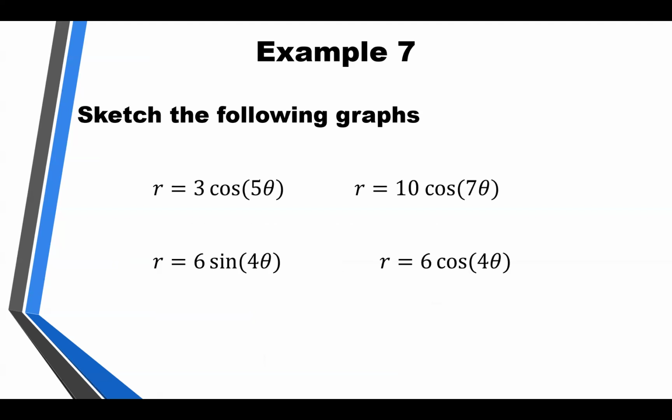Let's look at some other graphs. Let's look at another type. This is R equals 3 times cosine of 5 theta, and then R equals 10 times cosine of 7 theta, 6 times sine of 4 theta, 6 times cosine of 4 theta. These examples are going to be in another sort of class of graphs. And let's start plotting these using technology as well.